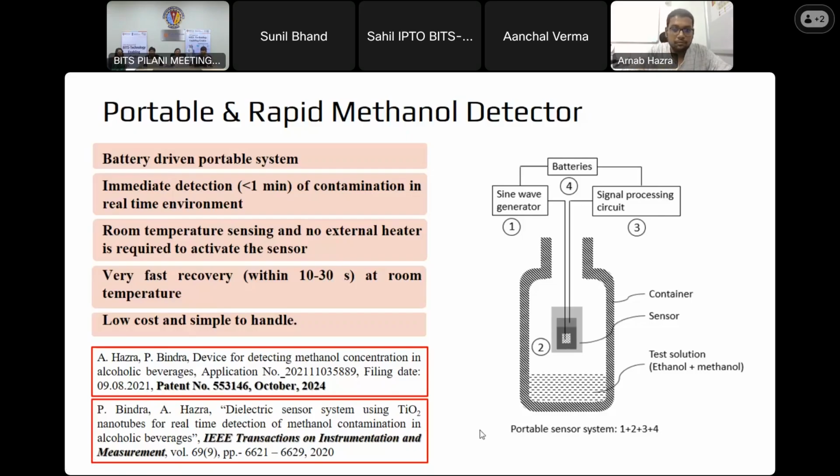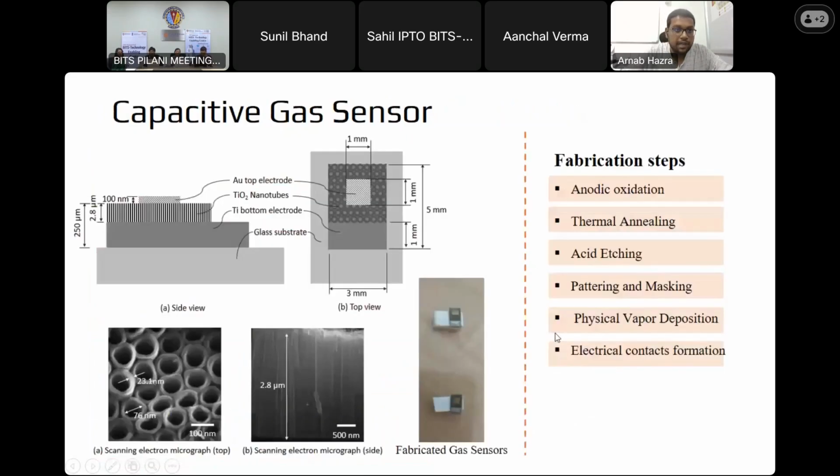So now I will move to the more detailing of this invention, and firstly I will describe the sensor we have used for this particular technology. It's a capacitive gas sensor, which is far different as compared to the conventionally available conductometric sensor. Of course, the structure of the sensor is very, very simple, only a three-layer stack, you can say.